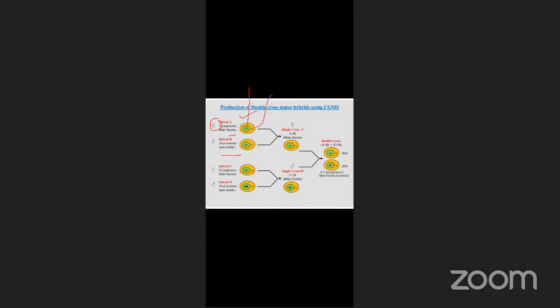Next, cross with inbreed B, line B, first line A and line B. This is male fertile, so F cytoplasm. When crossed in a single cross, A and B, the male sterile is obtained. That means, which character is inherited by the next generation? Line A character or line B character? Line A character, right. The line A character, male sterile, is inherited by the next offspring.